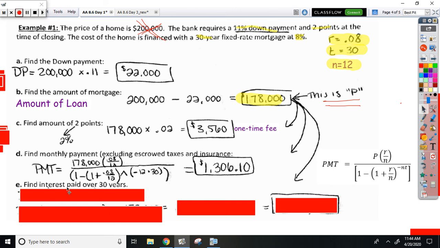All right, now to find your interest paid over 30 years, it's similar to what we had last chapter, but a little bit different in the formula. So to find the interest, you may want to add this to your formula sheet. I don't think it's on there. So we want to write it down. You're going to take your PMT, which is your monthly payment, times 12 months, times T, which is how many years that you are going to be paying that. And then you will subtract from that your principal, which is the amount of the mortgage.